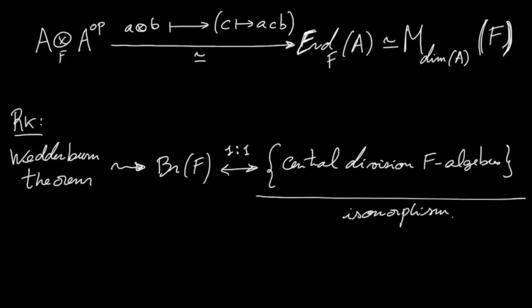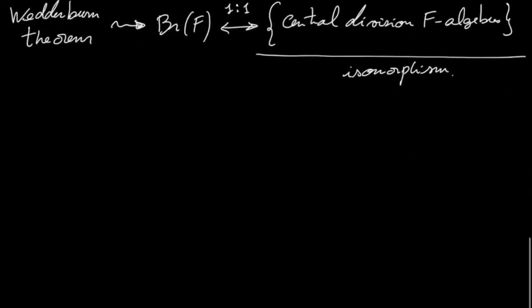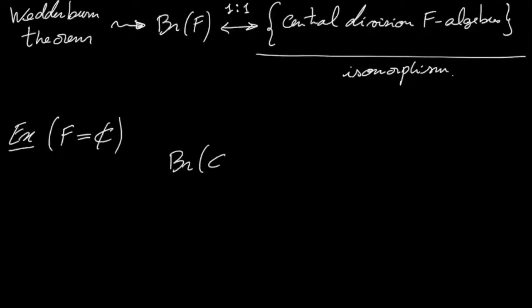So if we recall, we have this open problem of trying to classify central division algebras up to isomorphism. That turns out to be the same thing as computing the Brauer group. Well, let's see some examples of Brauer groups. So suppose that the base field is the complex numbers. So in that case, we already know that the only central division algebra over C is C itself. So in this case, the Brauer group, it's trivial.